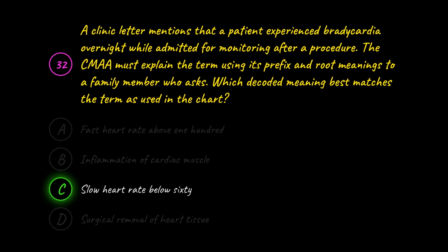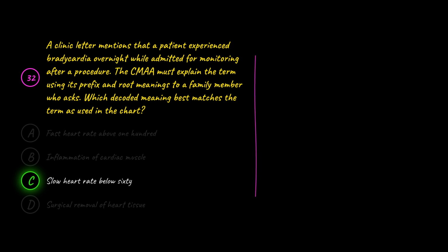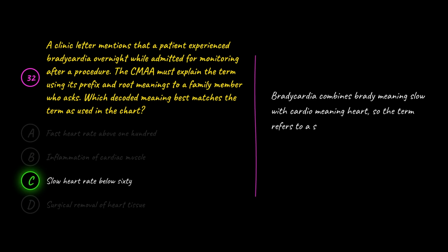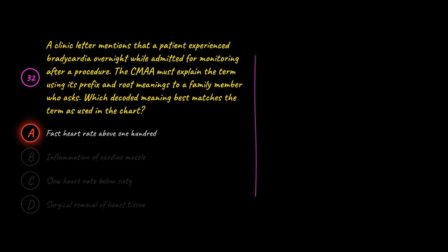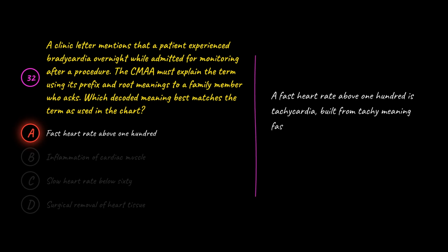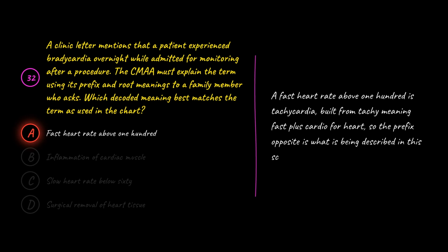The correct answer is C. Slow heart rate below 60. C is correct because bradycardia combines brady meaning slow with cardio meaning heart. So the term refers to a slow heart rate, generally defined as fewer than 60 beats per minute in adults. A is wrong because a fast heart rate above 100 is tachycardia, built from tachy meaning fast plus cardio for heart. So the prefix opposite is what is being described in this scenario.